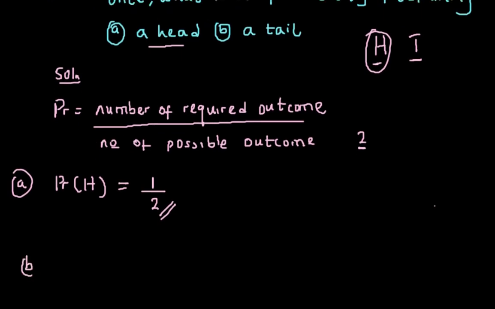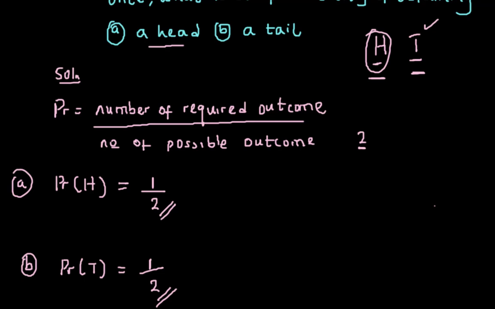So the second question, what's the probability of obtaining a tail? Now we'll go back to the possible outcomes. We still have two possible outcomes. Now how many tails can we have? Just one. So it means that our answer is also 1 over 2.